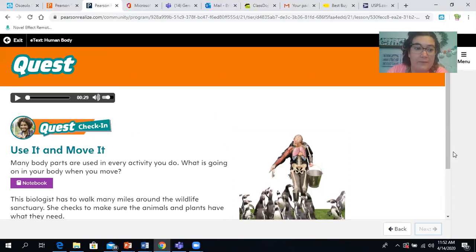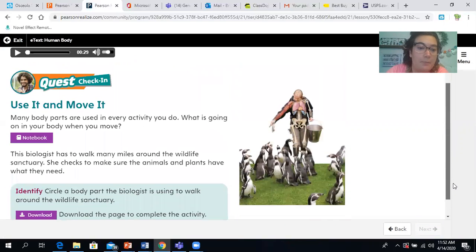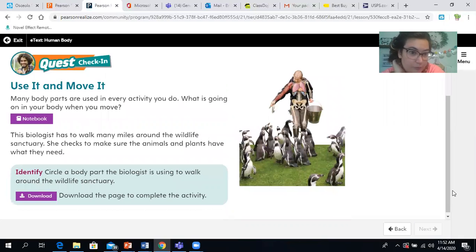Here's the quest check-in. Use it and move it. Many body parts are used in every activity you do. What is going on in your body when you move? This biologist has to walk many miles around the wildlife sanctuary. She checks to make sure the animals and plants have what they need. Circle a body part the biologist used to walk around. Well, the brain, your brain moves all your muscles and bodies and organs without thinking. Your bones and your muscles, right?